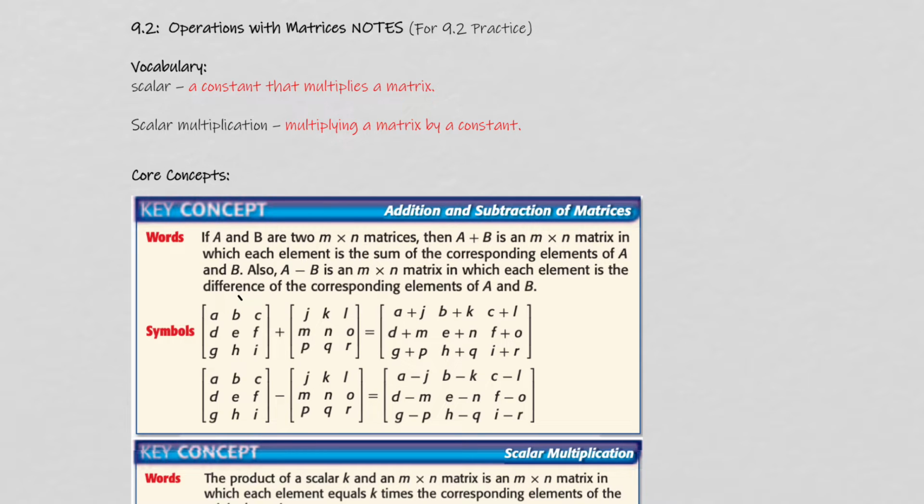So for the second part of 9.2, we are going to start scalar multiplication, okay? So we've done adding and subtracting. Now we're going to multiply by a constant. That's what a scalar is. It's just a constant that multiplies a matrix. Scalar multiplication is when you take that matrix and you multiply it by a constant.